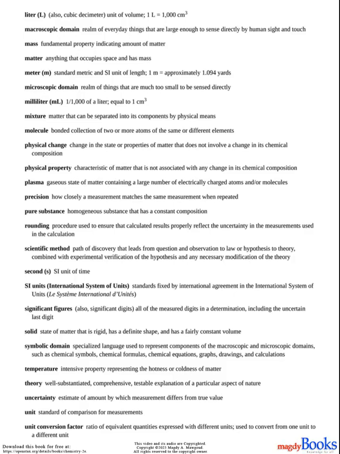41. Rounding. Procedure used to ensure that calculated results properly reflect the uncertainty in the measurements used in the calculation. 42. Scientific method. Path of discovery that leads from question and observation to law or hypothesis to theory, combined with experimental verification of the hypothesis and any necessary modification of the theory. 43. Second. SI unit of time.